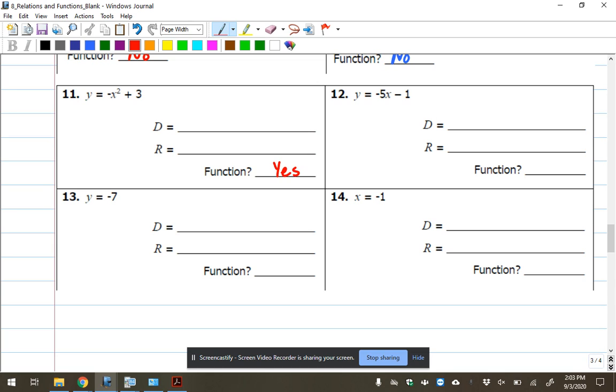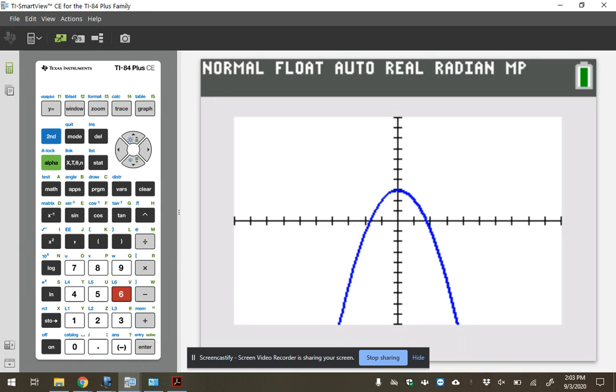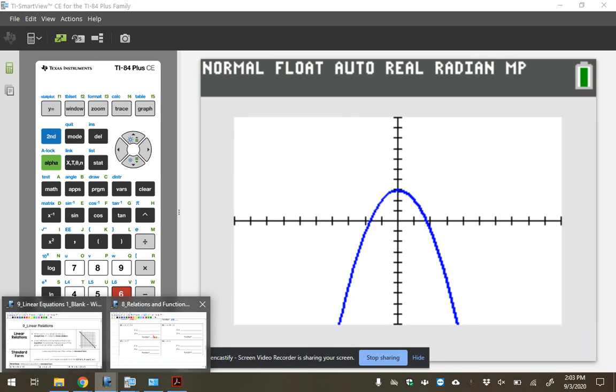This is a yes. The domain, when you look at that graph, it continues to the left. This graph keeps going kind of down in this way. It doesn't stop. Okay? So that's going to be from negative infinity to positive infinity.